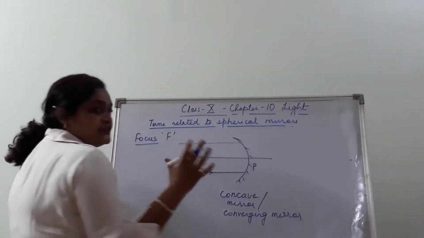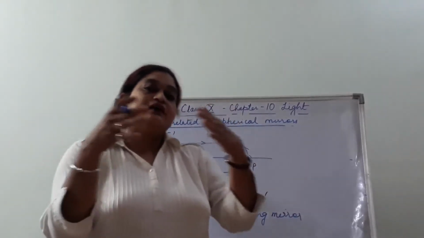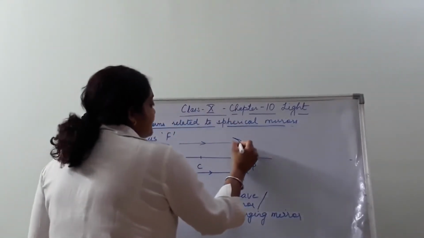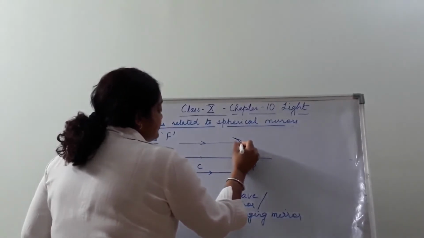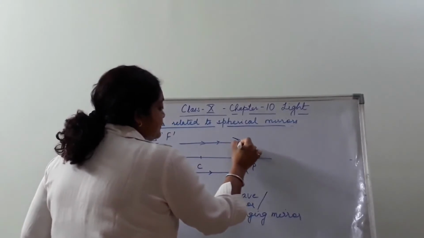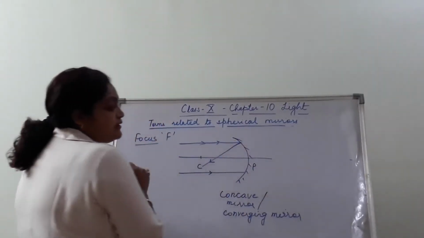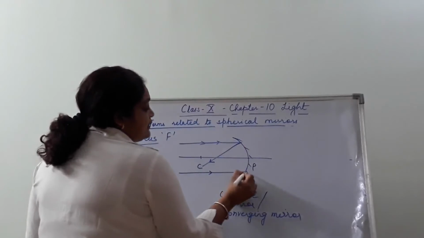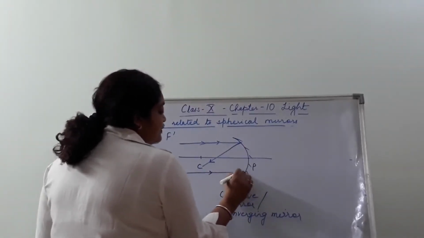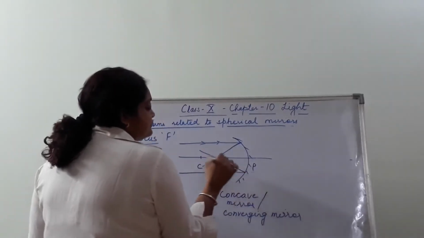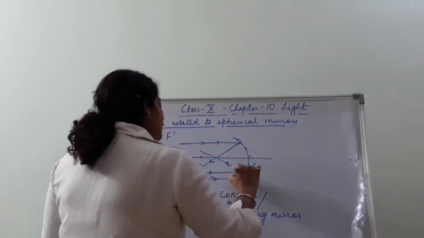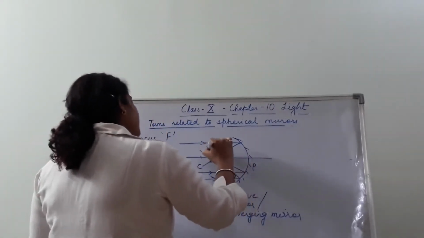It converges, which means it makes the light rays intersect each other. So this is the incident ray. After reflection from the mirror, it will converge. This is the reflected ray. Again, this is another incident ray, and it will converge. If we take more rays, those rays will also converge.